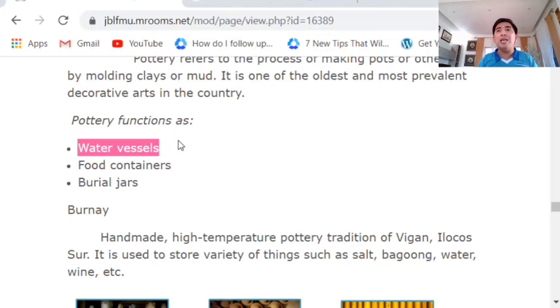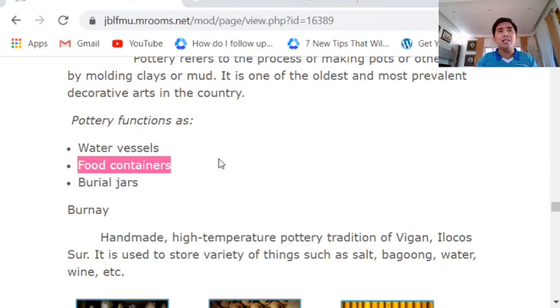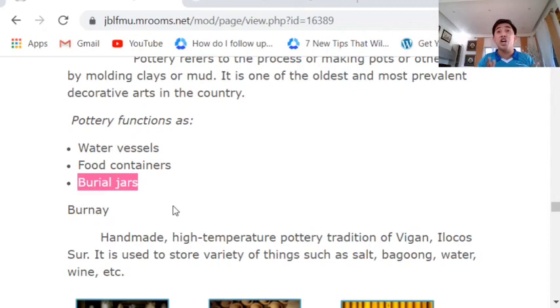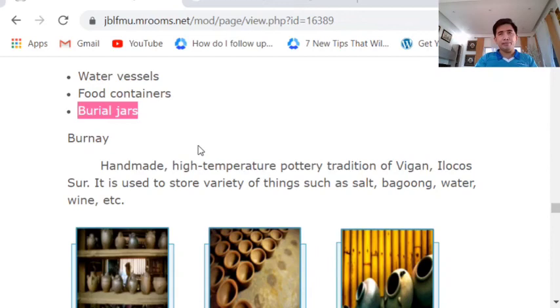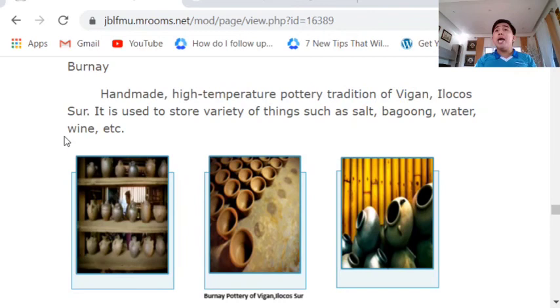Next, food containers, right? So pwede mo siya masudlan sa mga pagkaon. Then, burial jars. Mga makita burial jars or ang mga urn. Urn, ginasudlan sa mga patay, ang abo sang patay. Next, what is burnay? This is a kind of pottery. So we are going to define burnay. Burnay, may naisip ka ba? Wala akong maisip.